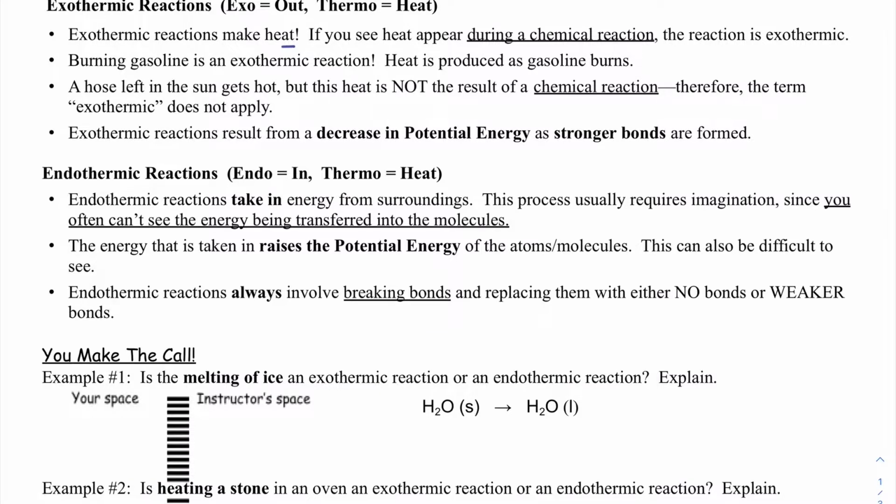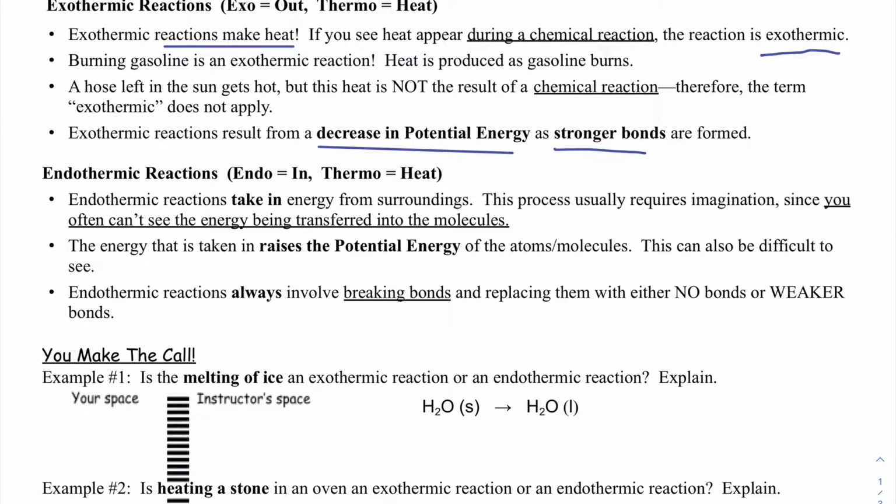Exothermic reactions will make heat. If you see heat or feel heat that happens during a chemical reaction, this reaction is exothermic. Exothermic reactions result in a decrease in potential energy, becoming more negative. Stronger bonds are formed, and when stronger bonds are formed, the potential energy is converted into heat. When you burn gasoline, that's an exothermic reaction. When you burn wood, that's an exothermic reaction.